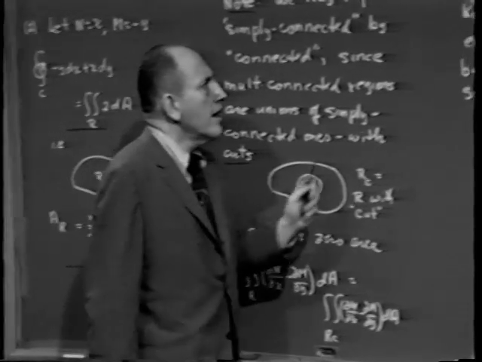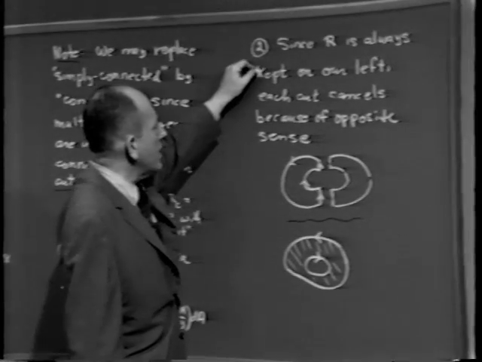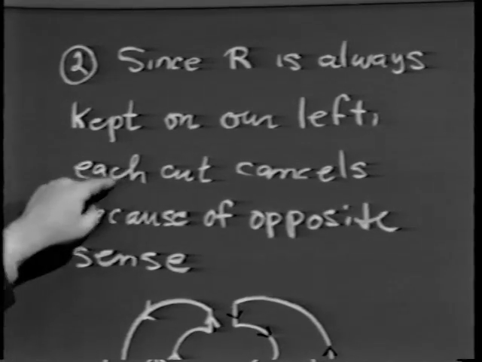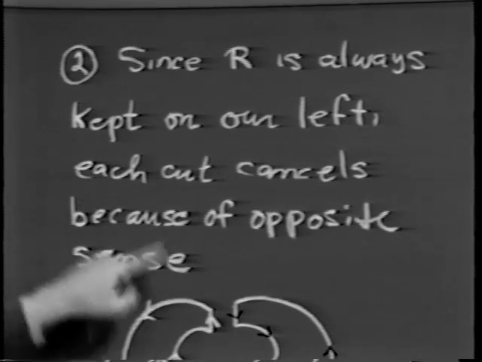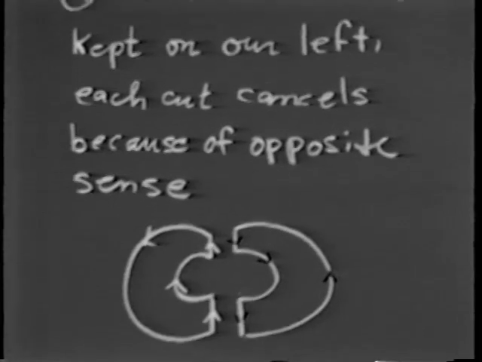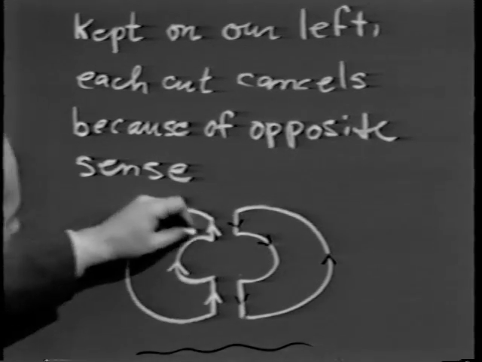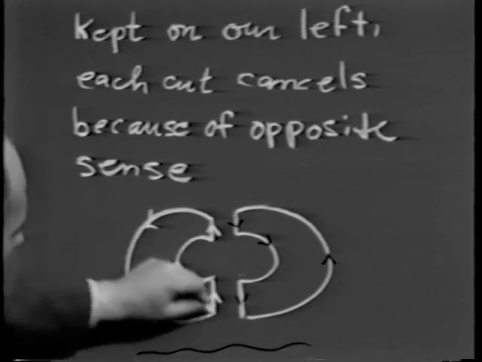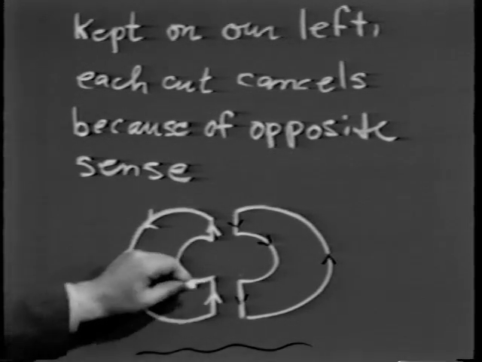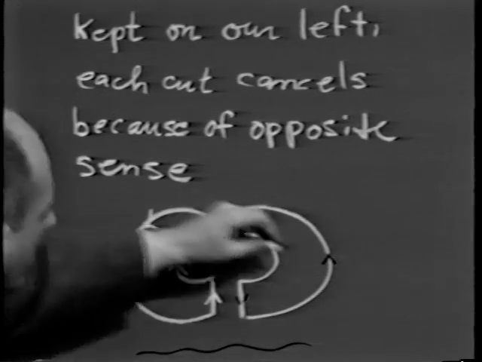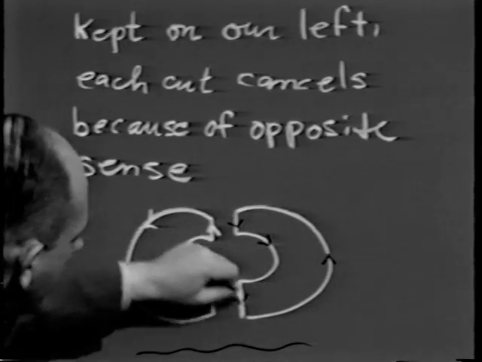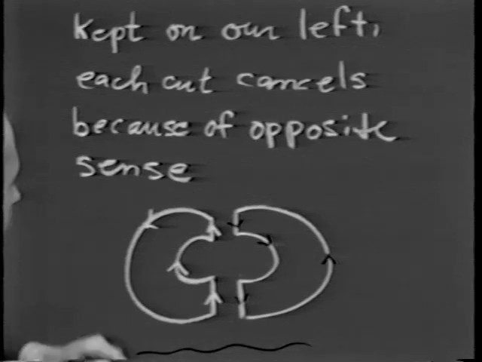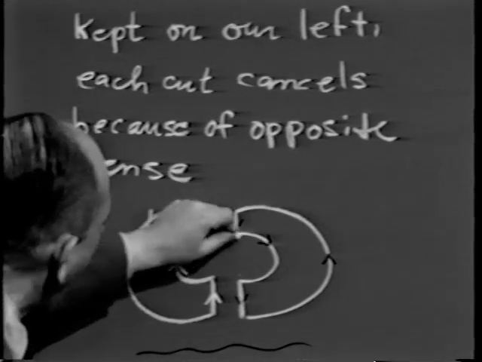On the other hand, since we always assume that the region is kept on our left as we go around, it turns out that from the single integral, the line integral point of view, each cut cancels because of opposite sense. What I'm saying is if I take this region and slice it, how do I traverse this piece? Since I want the area to be enclosed on my left, I traverse this region in this particular direction. When it comes to this piece, I traverse this region in this direction so that the area is enclosed to my left.